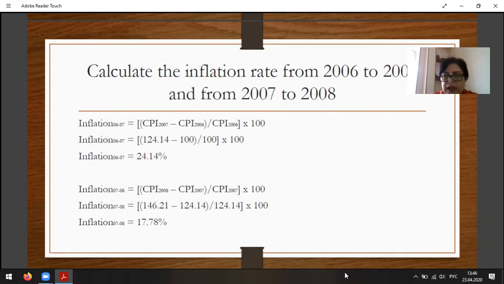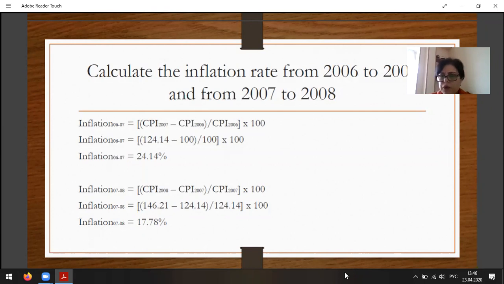So approximately the inflation rate is about 24%. Because the digit in the first decimal place is less than 5, we cannot round up. That's why we have to follow the number: about 24% inflation rate. Then we can continue this process and calculate the respective inflation rate for the next years, 2007 and 2008.